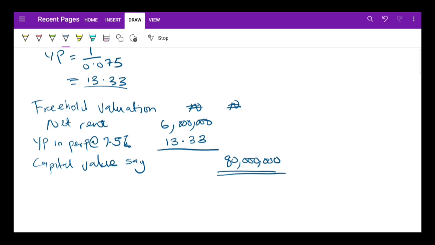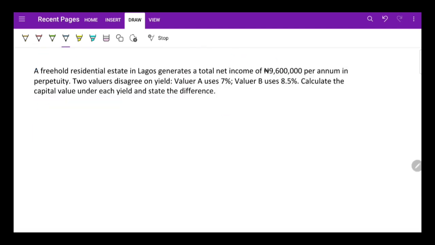As usual, I'm going to leave you with one question which I would want you to solve by yourself. Here's the question. A freehold residential estate in Lagos generates a total net income of 9.6 million naira per annum in perpetuity. Two valuers disagree on yield. Valuer A uses 7% and valuer B uses 8.5%. Calculate the capital value under each yield and state the difference. So this is a very simple one. Please practice with this and put your answers in the comment section so that I can help you to review them.